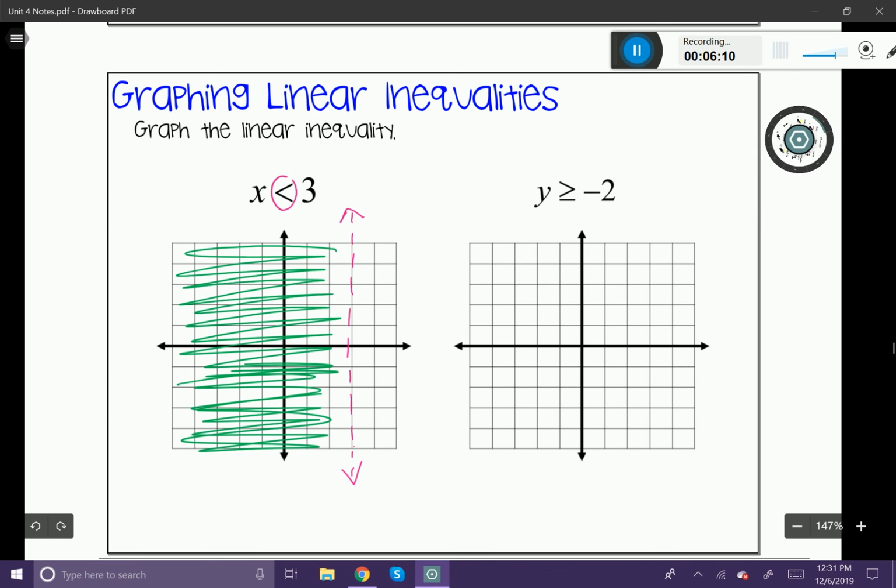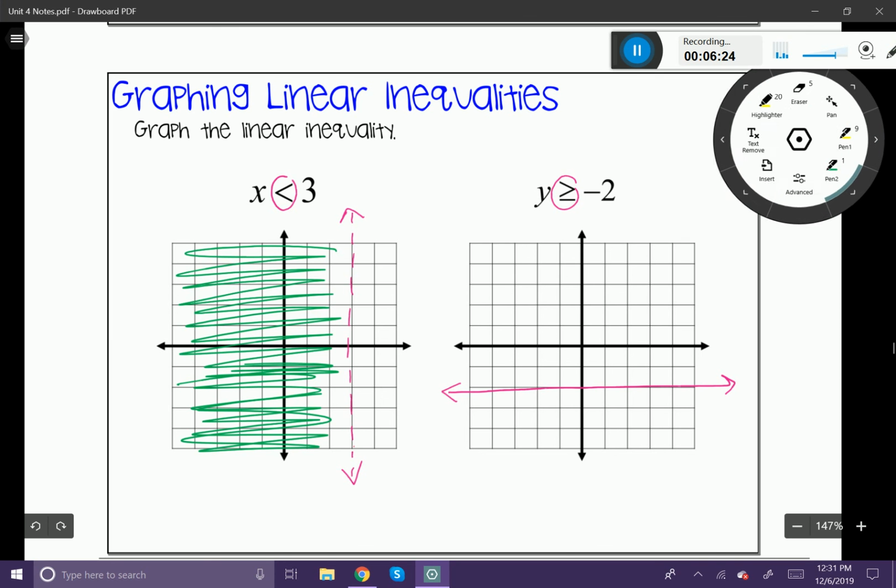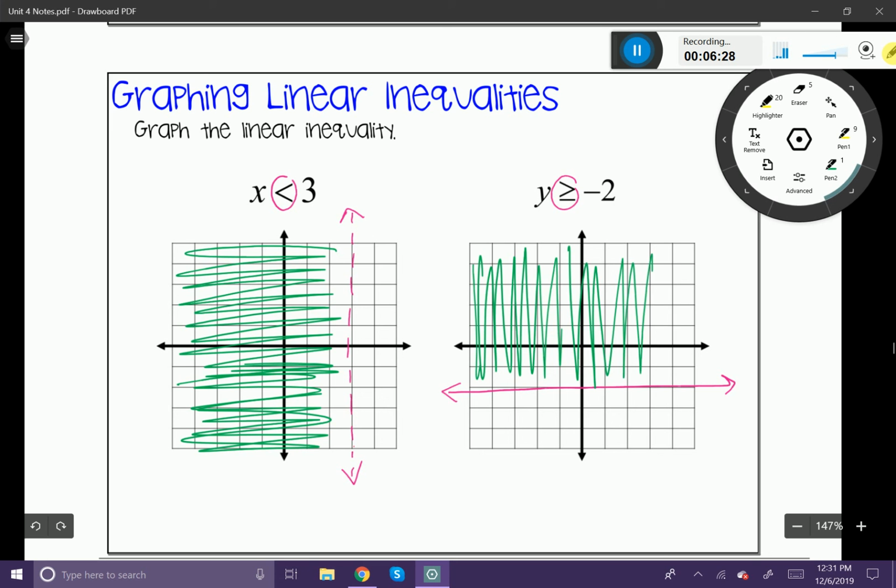Okay, let's try this one. y is greater than or equal to negative 2. This is a horizontal line on negative 2, and it's also going to be a solid line. It's greater than or equal to negative 2, so I'm going to shade everything above my negative 2. Those are all of the solutions to these inequalities.